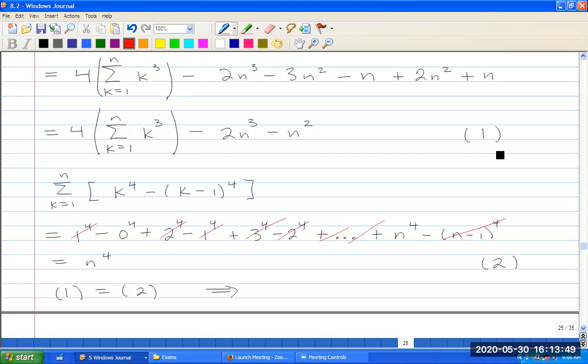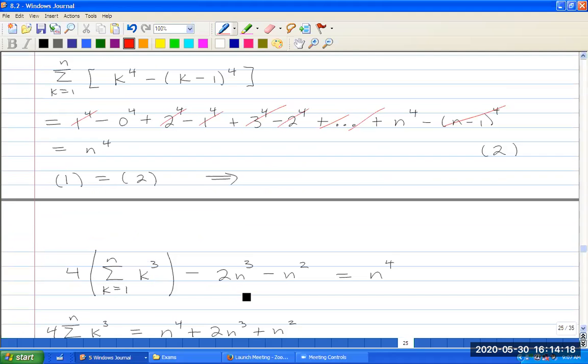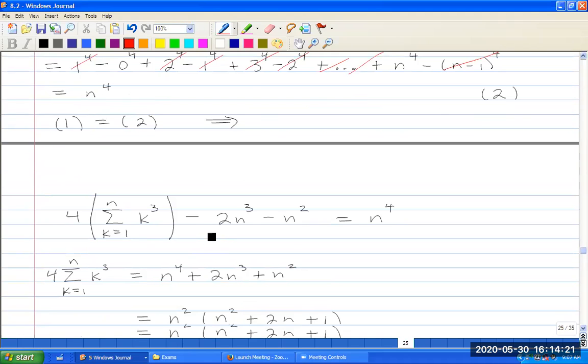Now, let's use the fact that this is a telescoping series. So everything cancels except for the last term, the n to the 4th, and the first term, the minus 0 to the 4th. So this, just like in the previous case, is just equal to n to the 4th. So therefore, since these are the same, this must equal n to the 4th. So I have 4 times the sum from k equals 1 to n of k cubed minus 2n cubed minus n squared is just equal to n to the 4th.